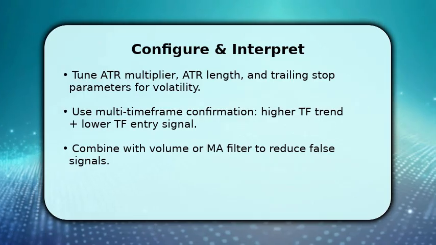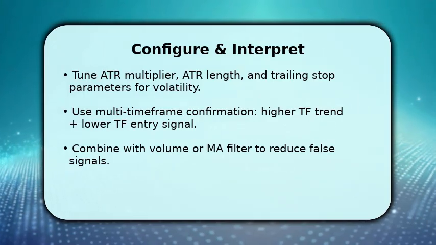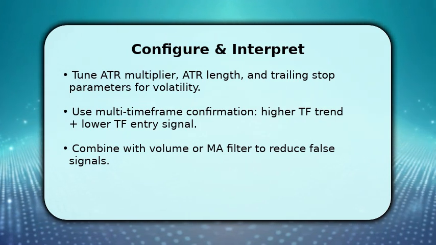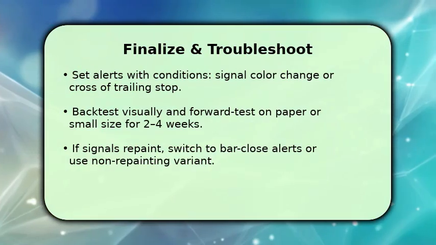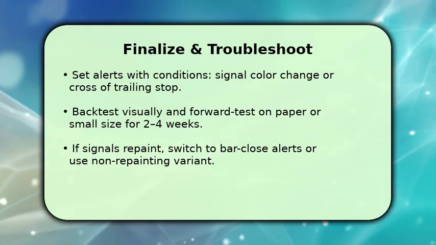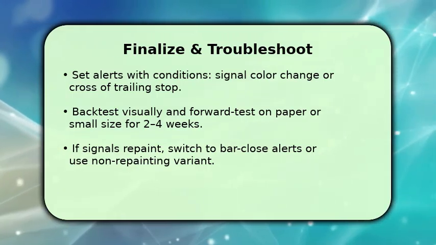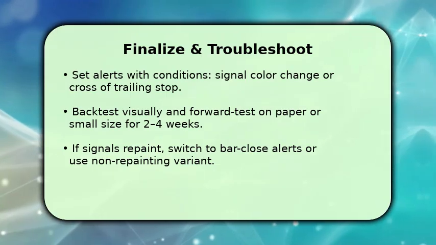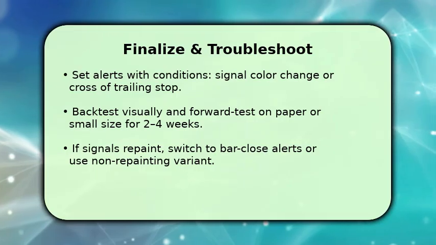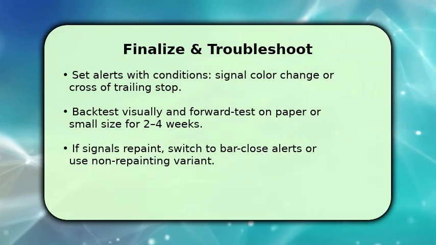Once configured, run through recent sessions to observe how the bot tracks price and adapts stops. Finish by creating robust alerts tied to the UT bot signal change or trailing stop cross. Configure messages and webhook payloads if using automation. Then paper trade or forward test with small position sizing for several weeks to validate performance and risk management.